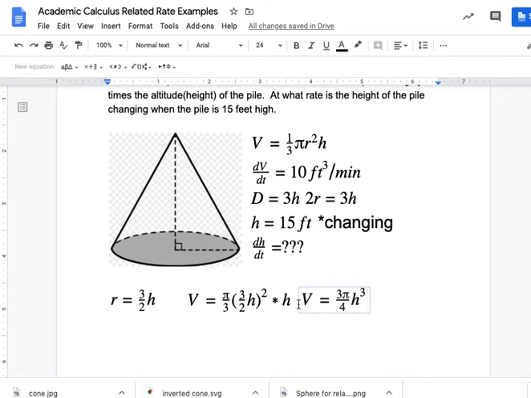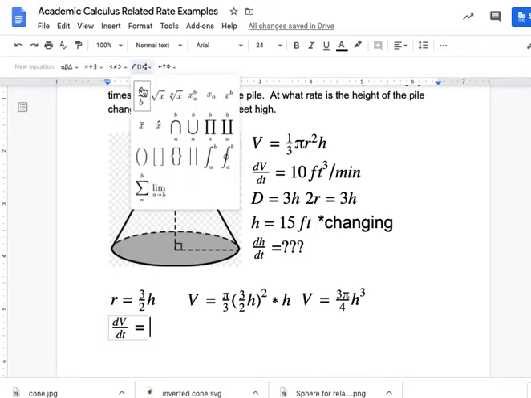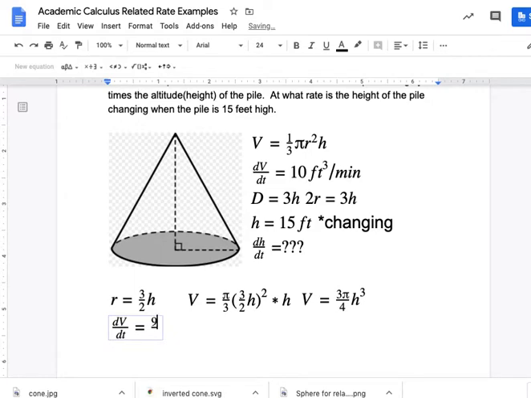And that's going to give us the volume equation that we're going to want to take the derivative of. And remember, we're taking a time derivative, so anything that's not time is going to give us a rate of change. So let's take that derivative. The derivative of volume is going to give us dV over dt equal to, follow your power rule, 3 times 3/4 is going to give us 9/4, 9 pi over 4.